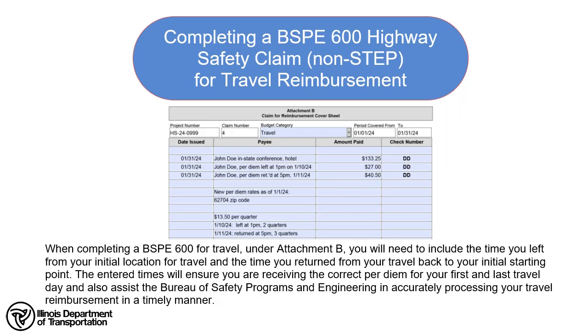When completing a BSPE 600 for travel, under Attachment B, you will need to include the time you left from your initial location for travel and the time you returned from your travel back to your initial starting point. The entered times will ensure you are receiving the correct per diem for your first and last travel day and also assist the Bureau of Safety Programs and Engineering in accurately processing your travel reimbursement in a timely manner.